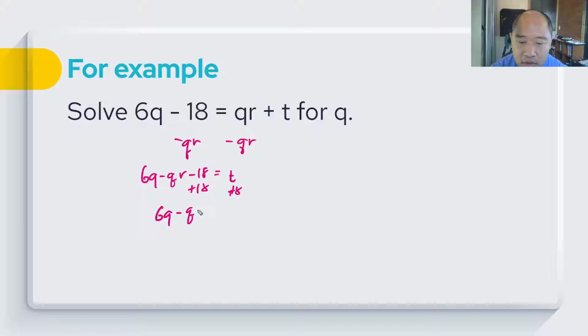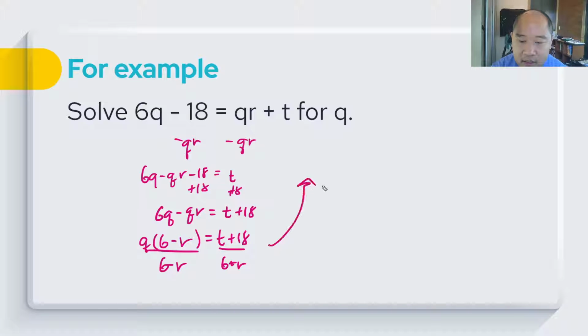6q minus qr equals t plus 18. We could reverse distribute the q out of this to get q times 6 minus r equals t plus 18. Then divide both sides by 6 minus r, to get q equals t plus 18 over 6 minus r.